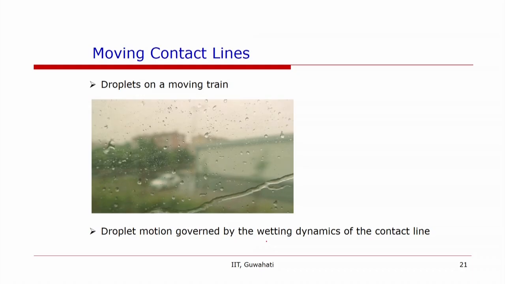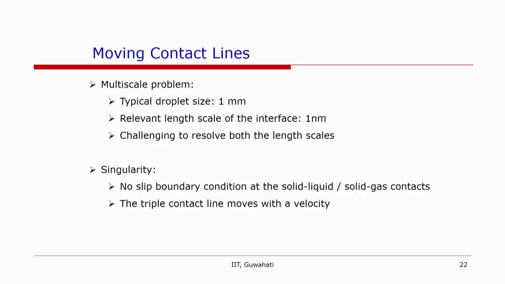or the moving contact line. So in microfluidics, because the sizes of the channels are small, as we have seen, a number of capillarity effects are proportional to 1 over r, and when the size of the channel becomes small, these effects become dominant. Okay, in microfluidics, the wetting dynamics of the contact line also becomes important.